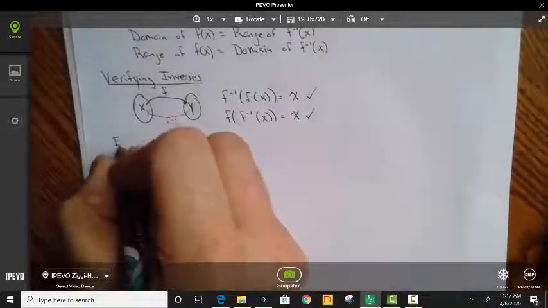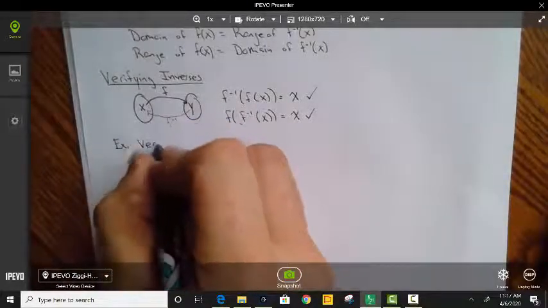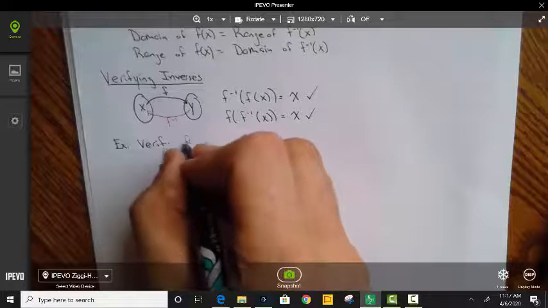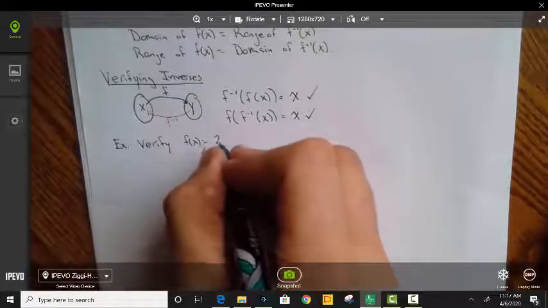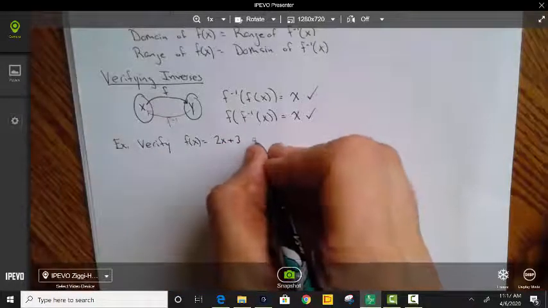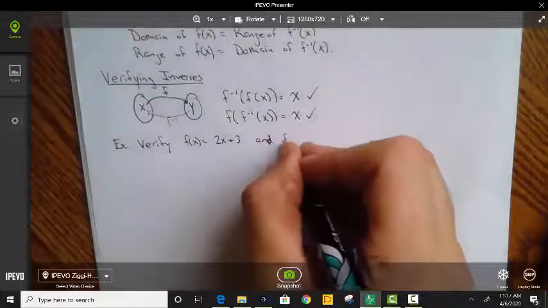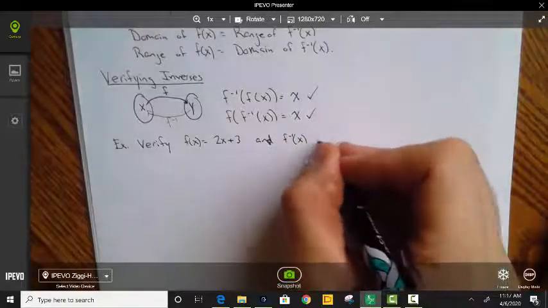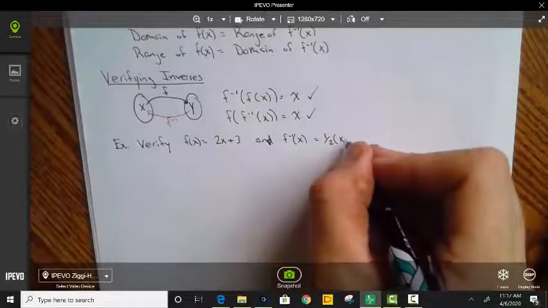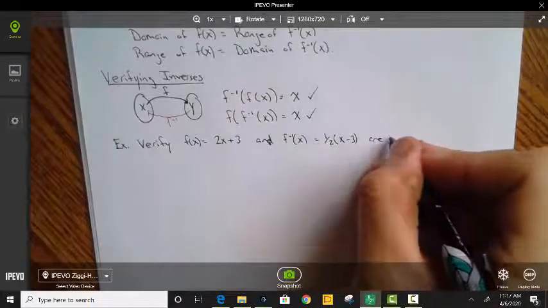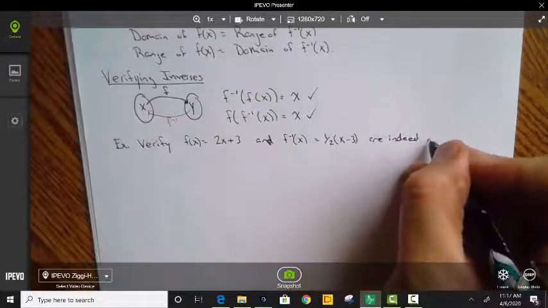So as an example here, verify f of x equals 2x plus 3 and f inverse of x equals 1/2 x minus 3 are indeed inverses.